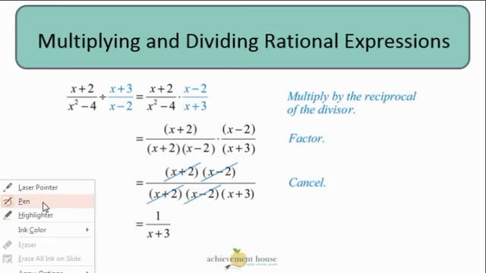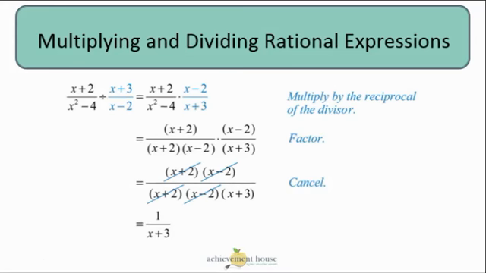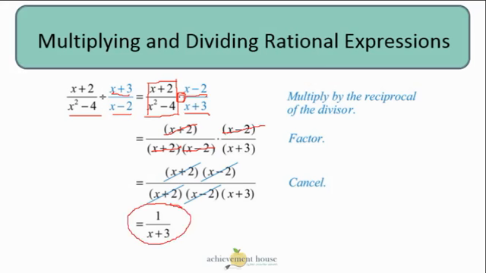So we have one more example here. We are going to keep the first rational expression, change to a multiplication sign, and then flip the second rational expression. Then I need to factor everything, and then find common factors: x plus 2 and x plus 2, x minus 2 and x minus 2, and I'm left with 1 over x plus 3.